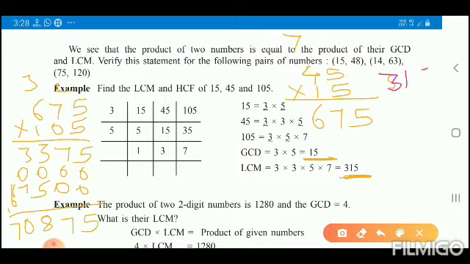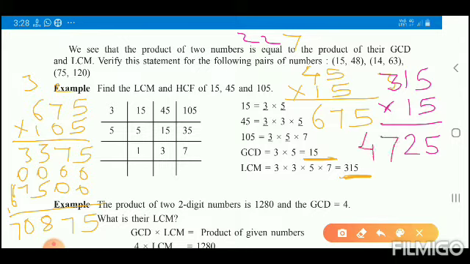If we multiply 315 by the HCF or GCD 15, what will we get, that we will see. 15 5s are 75, 7 carried. 15 1s are 15. 15 plus 7, that is 22. 2 carried. 15 3s are 45. 45 plus 2, 47.